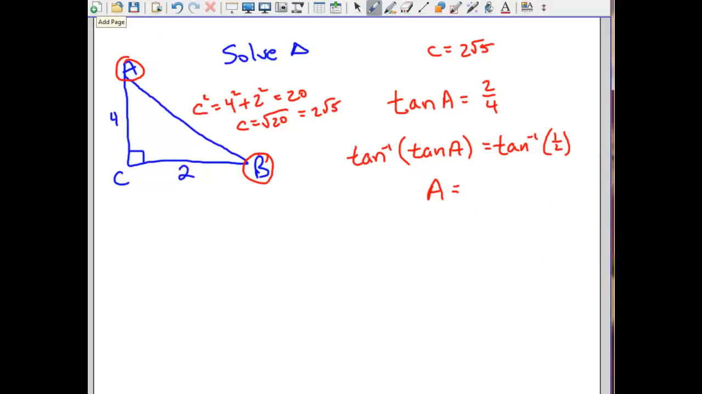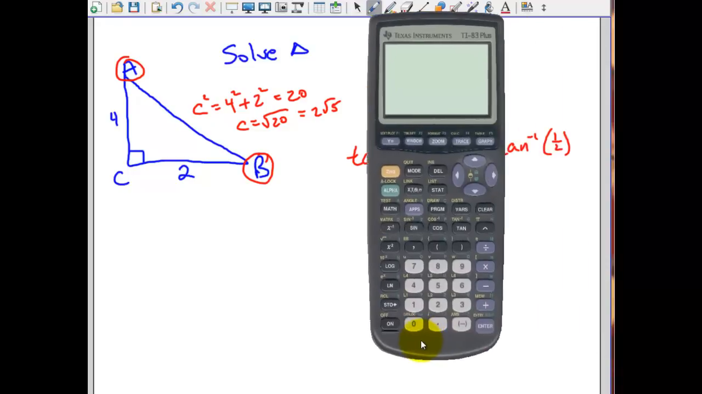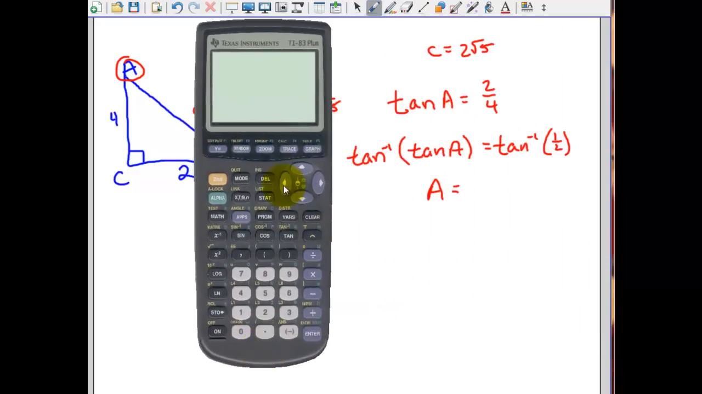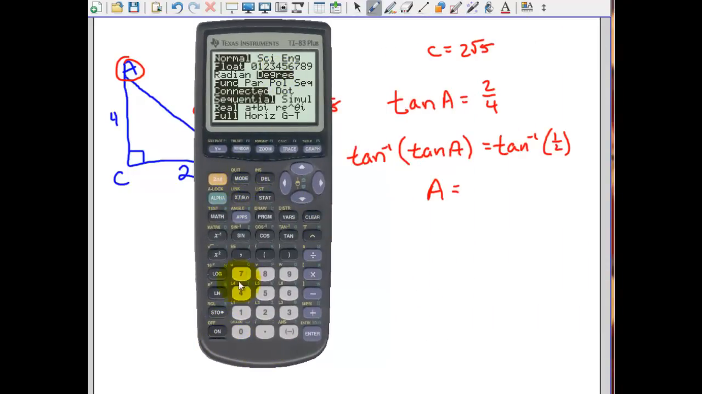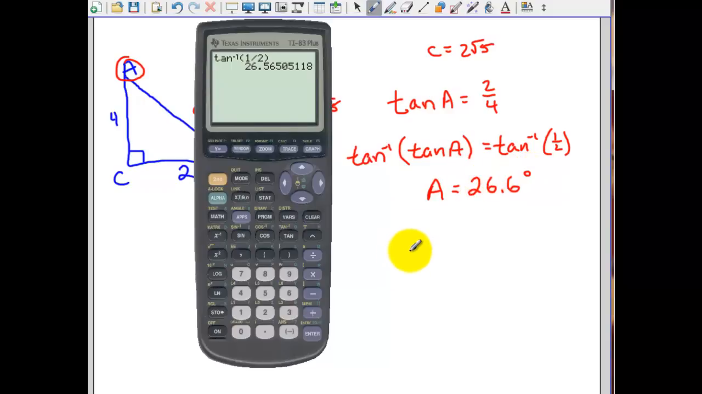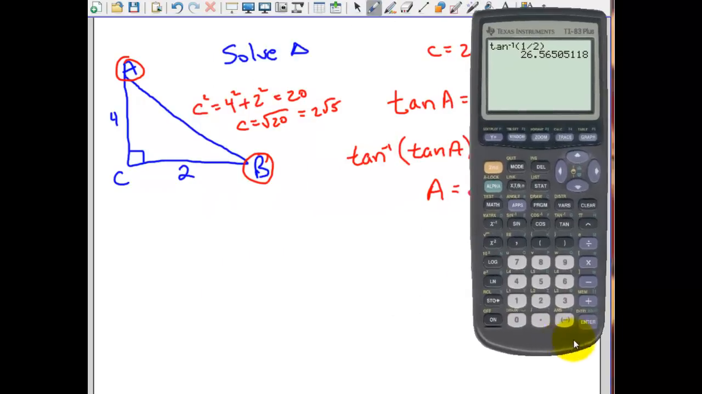And now let me pull a calculator over. And make sure your calculator is in the right mode, so verify that it's in degree mode. And now we can calculate the inverse tan. Those are in yellow, so we need to use the second button. And we can input here 1/2 or 0.5. And we'll round that, so we get 26.6 degrees.